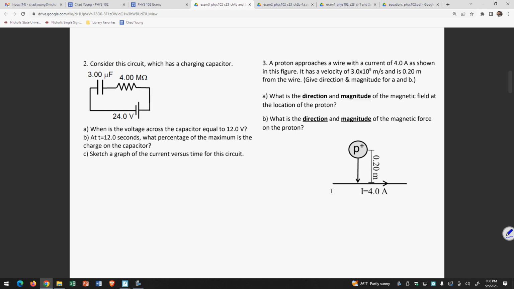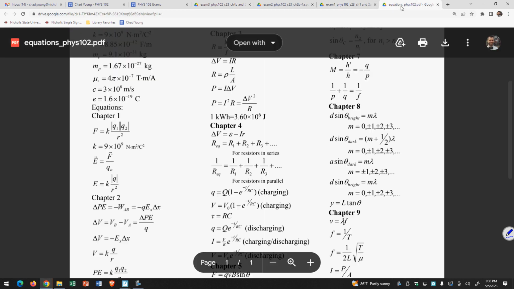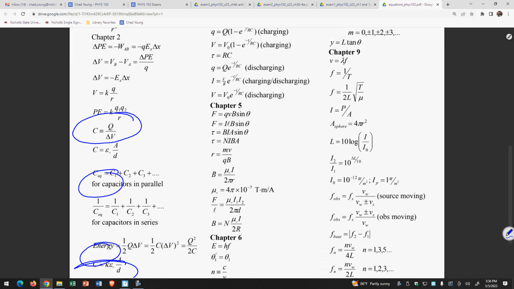All right. Okay, so number 3, the direction and magnitude of the magnetic field at the location of the proton. I want to know, what is the magnetic field at that point? Remember, B is equal to mu naught I over 2 pi r. I think that's right. Let's go look at the equation sheet. I don't remember this one. That sounds right. Yeah, it's this one right here.